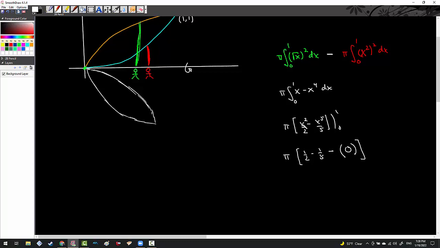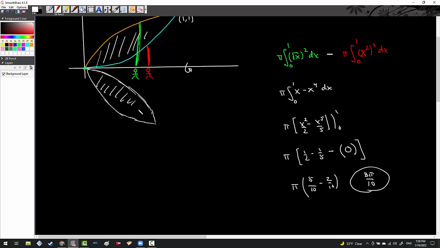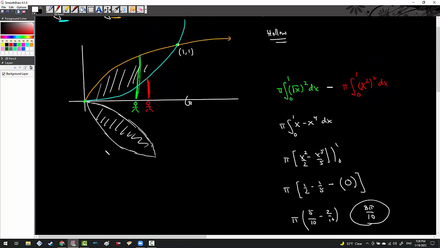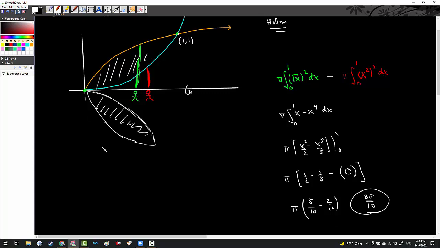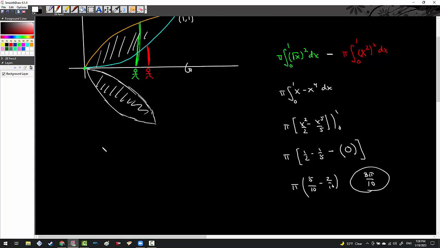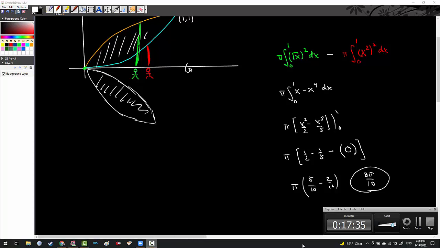0, because the 0 in for x will make it all go away. So what you have is pi times, and if you want to get a common denominator, it would be 10. So over 10, so 5 over 10 minus 2 over 10. So that I'm looking at 3 pi over 10 as the volume of this figure that is hollow. So hopefully the hollow figure makes sense. Again, it's just outer function minus inner function, outer radius minus inner radius. I'll be back with the next example. Give me a second.